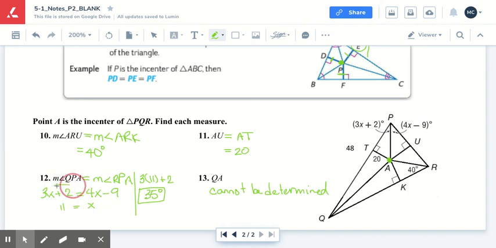But this did ask for the measure of angle QPA. So I took the expression for that one and substituted in the 11 for x, and I got 35 degrees. And for the fourth one, it's looking for the length of line segment QA. And with the information that we have on this picture, that actually cannot be determined.